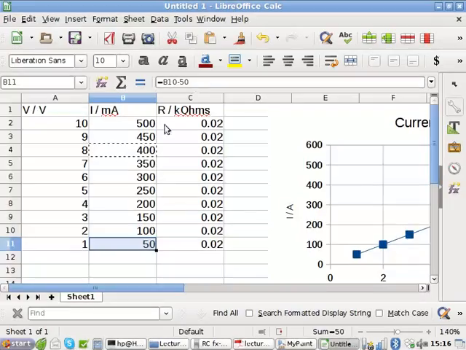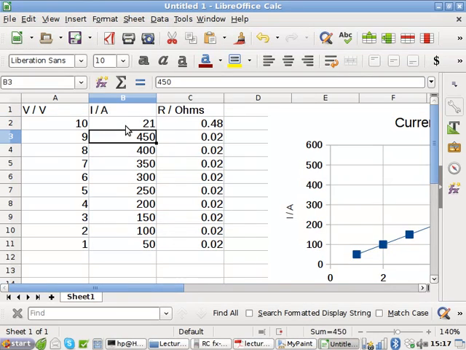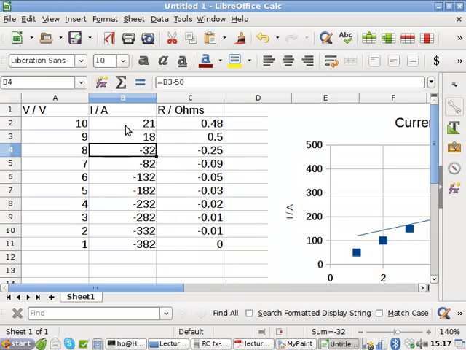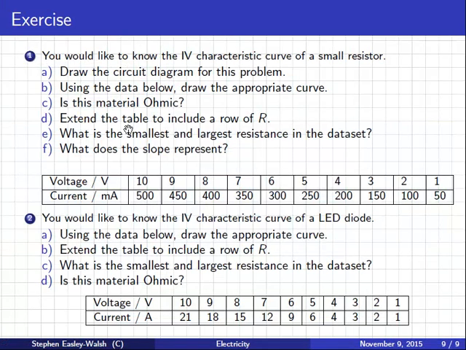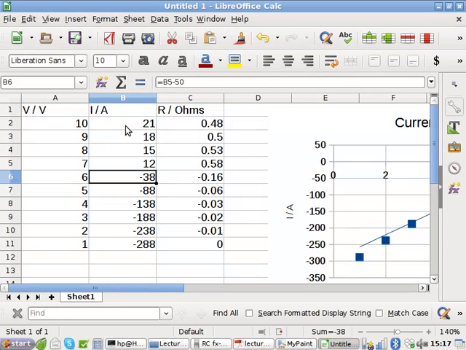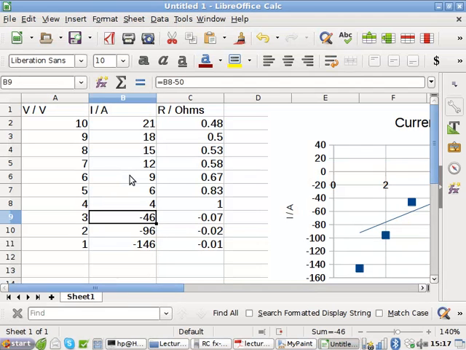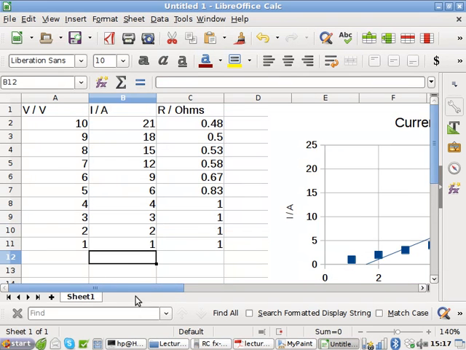Can you give me the currents, please? And it's back to amps. And it's back to ohms. So what's the first current? Are we starting at 10 to 1? Yeah, what's the first one? 21. 18. 12, 9. 6, 4, 3, 2, 1.